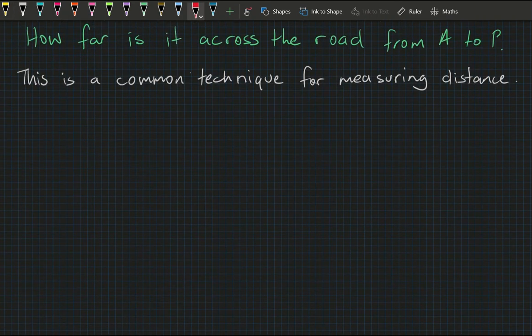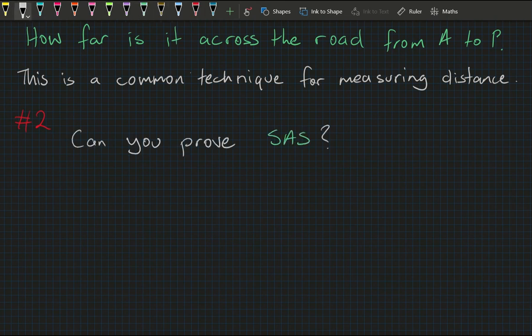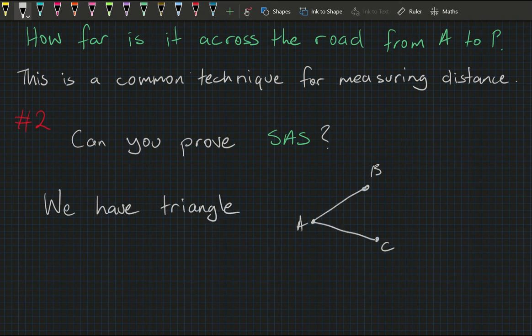All right, let's move on to challenge 2, where we're going to ask you if you can prove the rule SAS. So imagine if we have a triangle, A, B, and C, and the distance from A to B is some value Y, and the distance from A to C is some value X. And in between them, we have a value alpha. And we'll call this line from B to C Z.